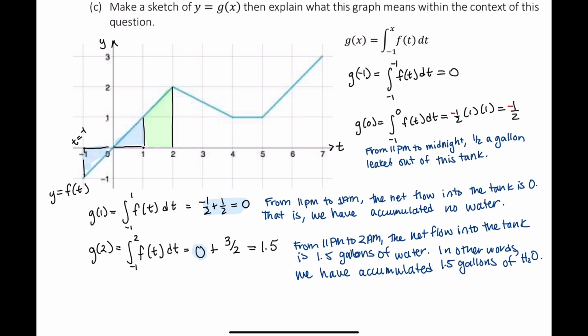And I'm running out of space there. So H2O, that's the little bit of chemistry that I know, and I know that means water.